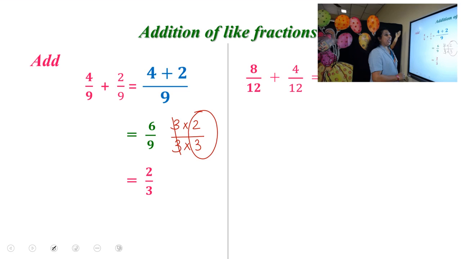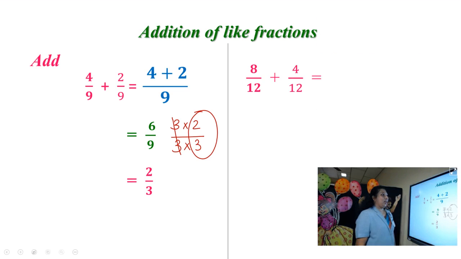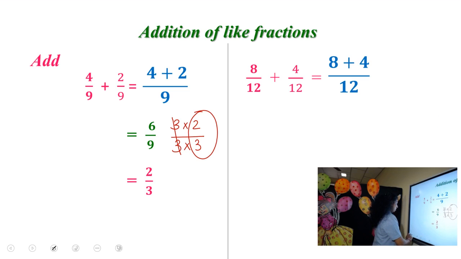Next. 8 by 12 plus 4 by 12. I told you the denominators are the same. What we'll do? We'll write the denominator as such, 12. So, add the numerators and write the denominator as it is. So, 8 plus 4 by 12. That is 12 by 12.